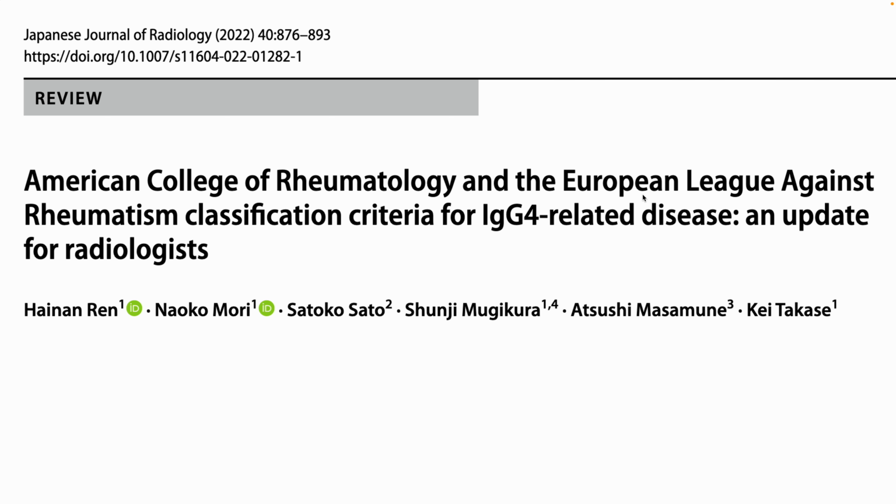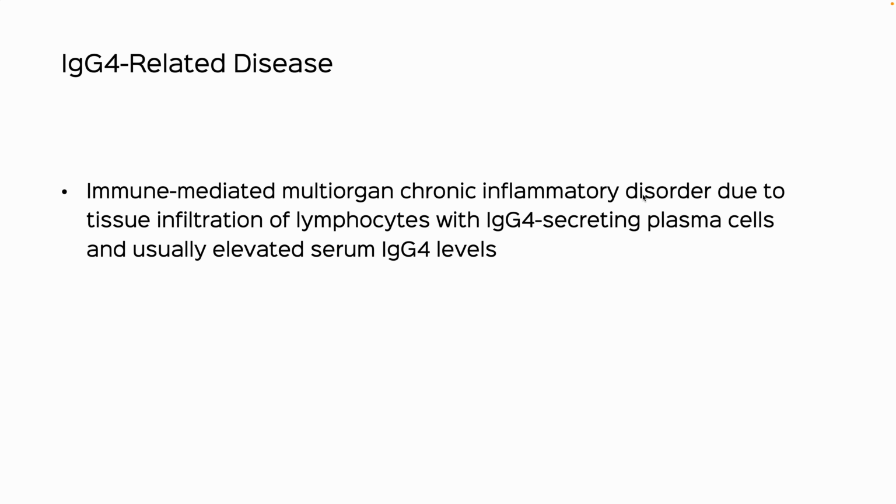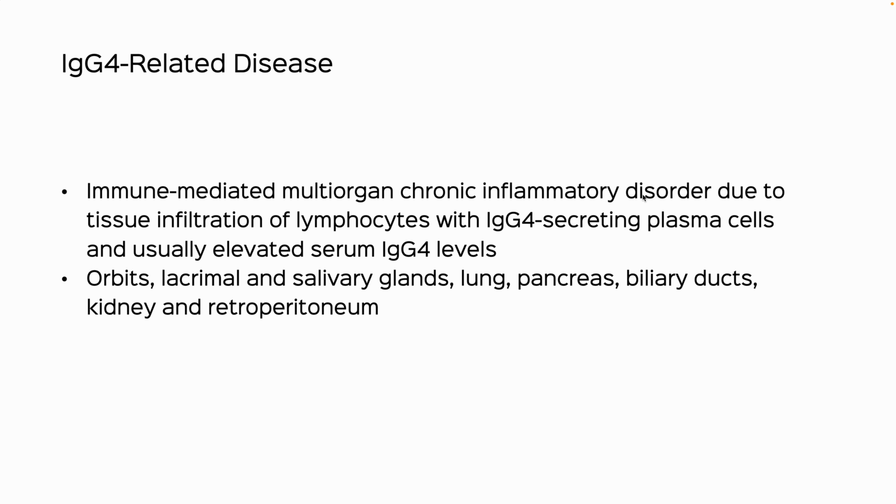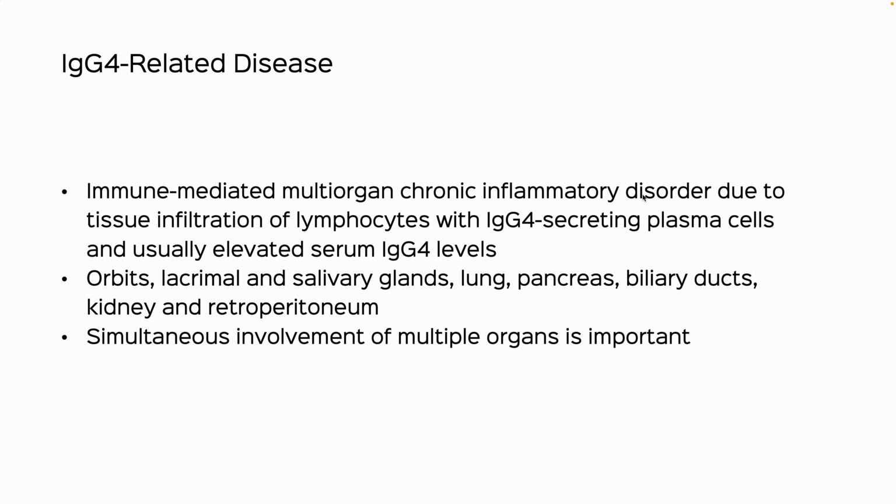But there is a process to making the diagnosis, and as we all know, the rheumatologists love criteria, and they want to fulfill those to make a definite diagnosis. And this is a lovely paper that captures the EULAR and the ACR criteria for making the diagnosis. So just a recap, IgG4-RD is an immune-mediated multi-organ inflammatory process, but there's infiltration with IgG4 secreting plasma cells, and so you usually get elevated levels. Multiple organs are involved, and they're listed here.